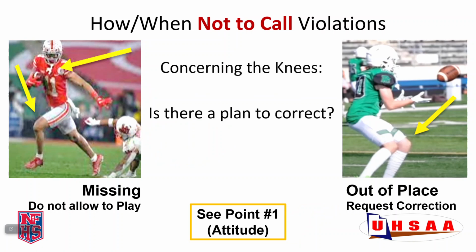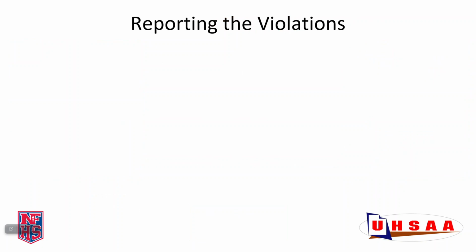Again, concerning the knees here, do they have a plan in place to correct it? Maybe it's going to take years to correct this at their school district or their particular school. But is there some type of a plan in place? We've ordered some pads temporarily to cover the knees. We've borrowed pads from the wrestling team to cover their knees. Is there a plan to do this in the interim until they can afford to get the uniforms correctly? Are they trying to comply? If they are, go back and see point 1 on attitude. So go back and review that point. We're looking for cooperation, apology, and an attempt to comply with the rule.